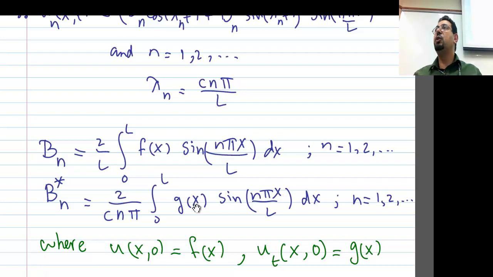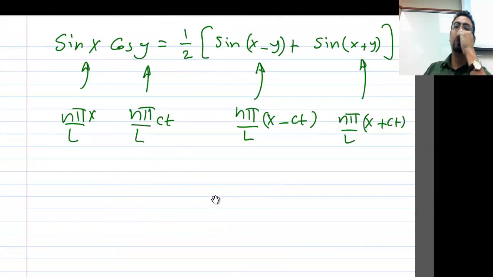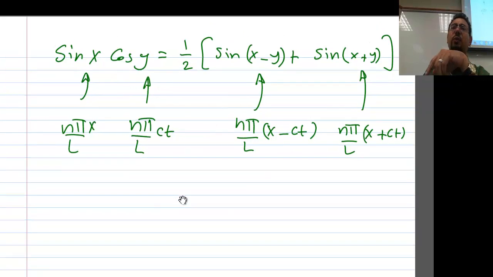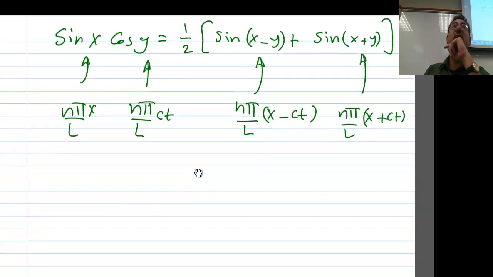If you start when the wire is fixed, but you just give it an initial impulse, like something hit it, you will basically have this term. I hope you get it. And we need this actually for today too. So remember, the sine multiplied by the cosine is basically half of sine of x minus y plus sine of x plus y. We'll do this in a second.